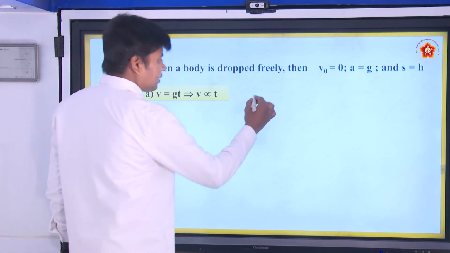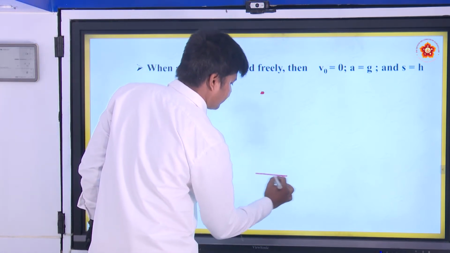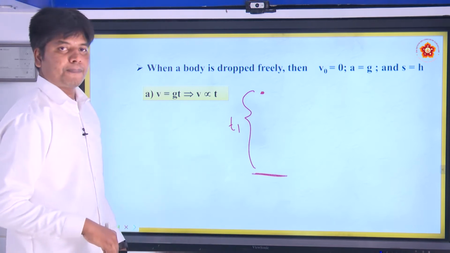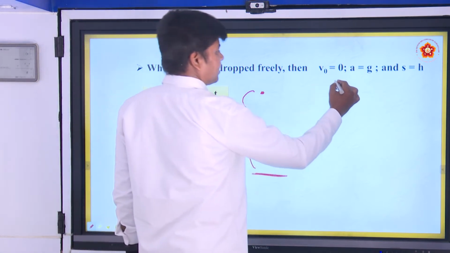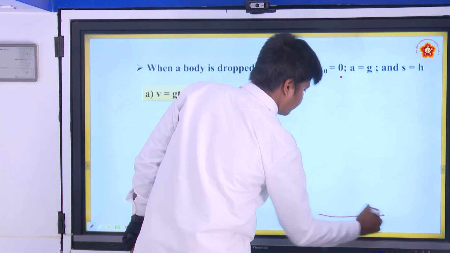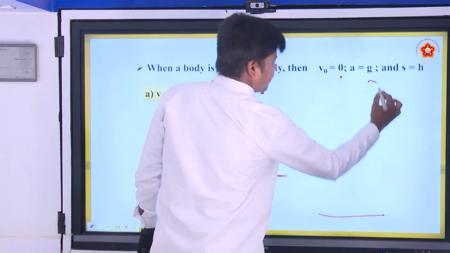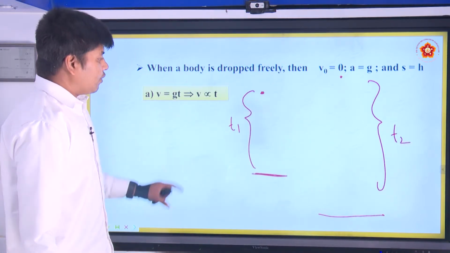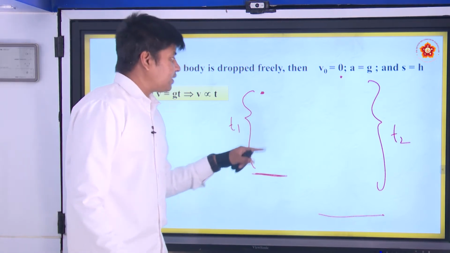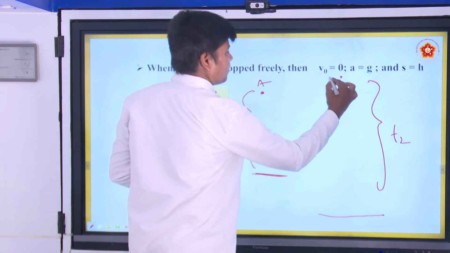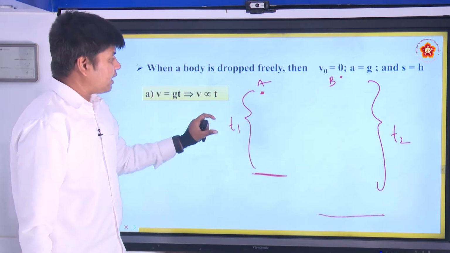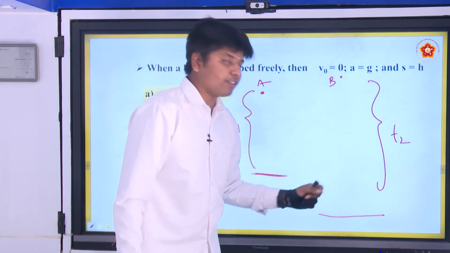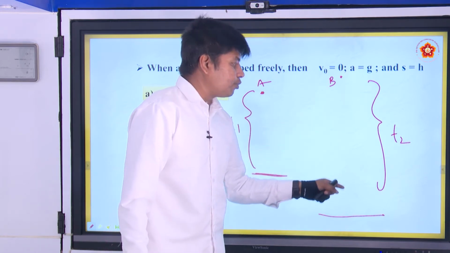Just imagine you have an object, and this is the ground. It took some time t1 to fall down. Now there is another object here, and the ground is here. It took time t2 to fall down. If this is body A and this is body B, in which of the cases will the object attain more velocity? Of course, when it is traveling with more time, right? That means what?